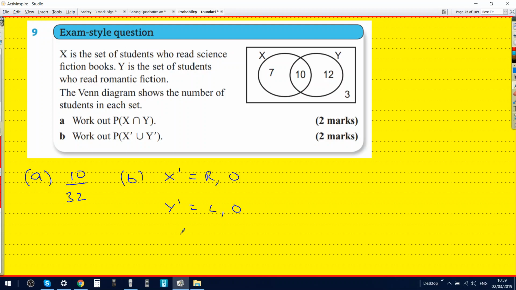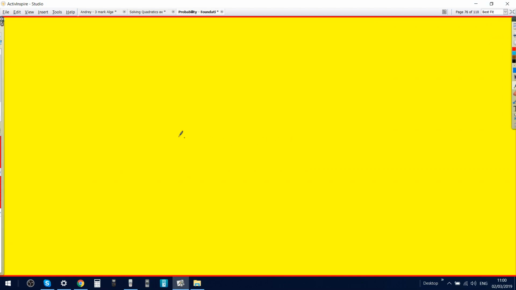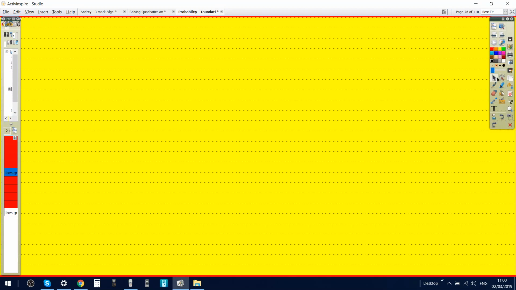So the probability would be over, so would that be, is it 10, is it 22 over 32? So it's going to be the left and the right and the outside over 32. Yeah, so that is 22 over 32. So that's Venn diagrams, X a half or tick. I say a half. Okay.